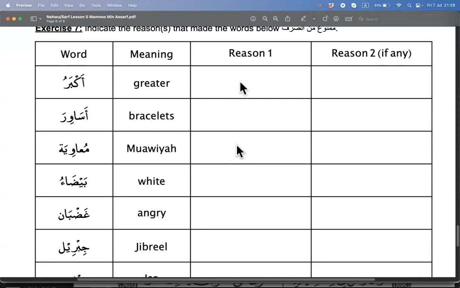Remember, why is it reason number one? Not all names are mamnu min as-sarf, right? You have Nuhun, you have Muhammadun. Good. So not all names. So for names, there must be a second reason, whatever the pattern or whatever the reason. So why is this name mamnu min as-sarf? Is it because of the ta marbutah? Yes, it's a feminine form. Exactly.